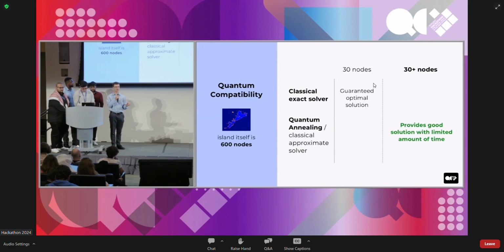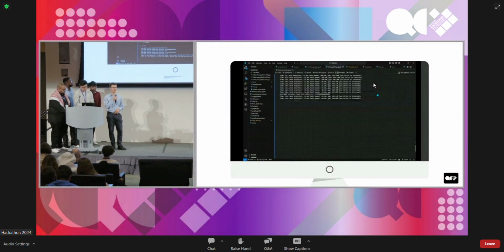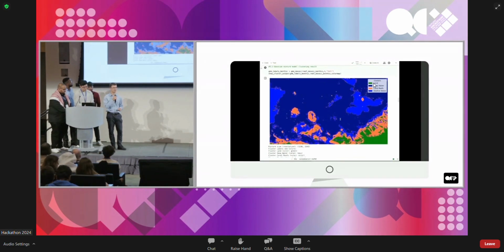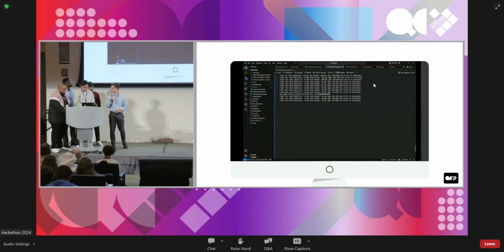So first we have to cluster it into separate clusters, and for small clusters of up to 30 nodes, we use a classical exact solver that guarantees the optimal solution. While if it has more than 30 nodes, we can provide a solution with quantum annealing or a classical approximate solver that provides a good solution within a limited amount of time. So here is a brief demo, where we actually run the solution above on a quantum annealer.